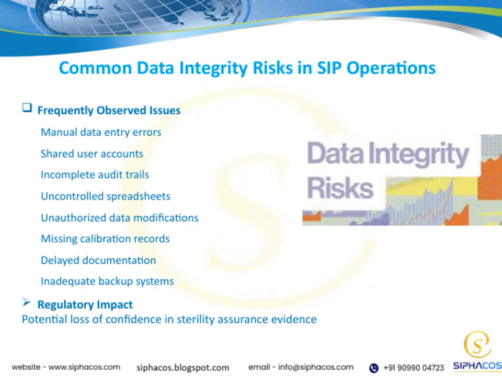Manual data entry errors, shared user accounts, and incomplete audit trails are a few of the usual suspects. Add uncontrolled spreadsheets, unauthorized data changes, missing calibration records, delayed documentation, and weak backup systems, and you've got a recipe for trouble. These issues don't just cause headaches, they can seriously undermine confidence in the evidence that assures sterility. That's why spotting and fixing these risks is so important.